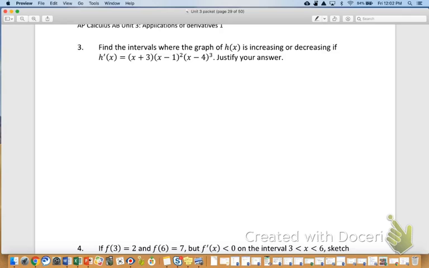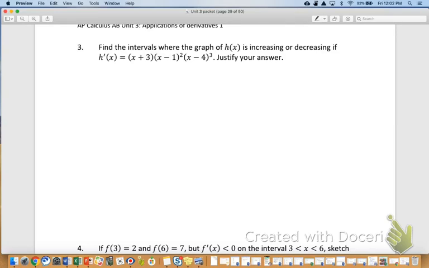Okay, so this says find the intervals where the graph of h of x is increasing or decreasing if h prime is equal to that expression right there, and we're supposed to justify our answer. Okay, so the first thing I want to be thinking about here is if I'm looking for where h is increasing or decreasing, I'm looking for where h prime is either positive or negative. And so in order to figure that out, it would be helpful to know where h prime is 0.